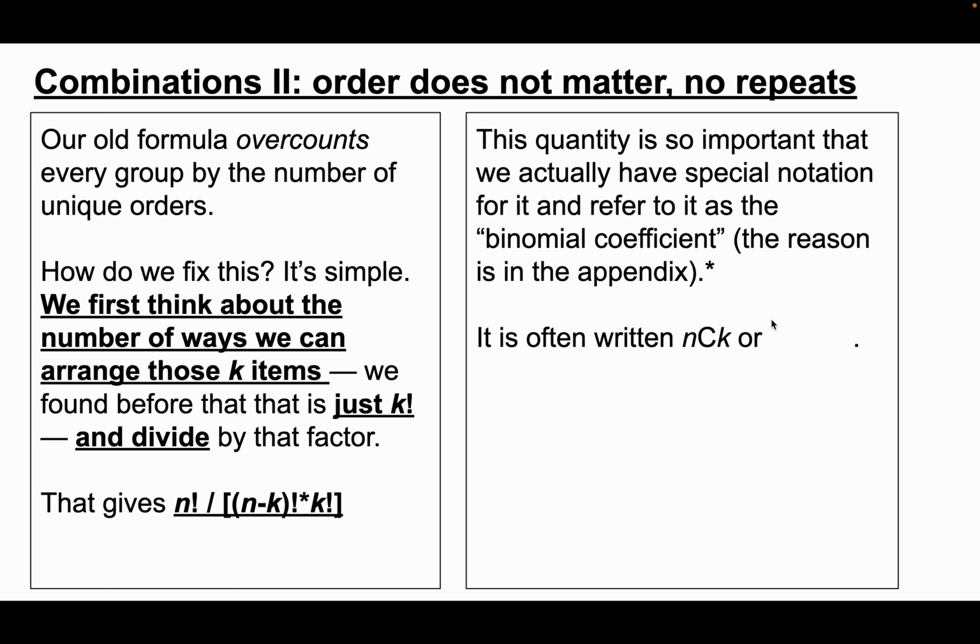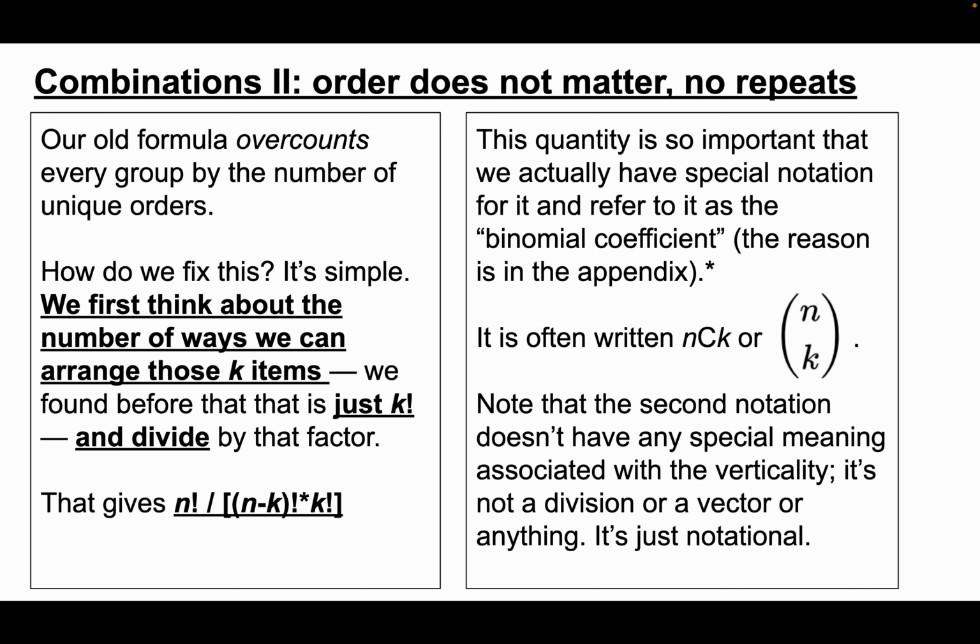So this is often written as n choose k, that's how we pronounce that, or like this. And the second notation here doesn't have any special meaning associated with this verticality. It's not a division or a vector, it's just notational. So this also means n choose k. And this tells us to basically plug n and k into this formula here. And what that gives us is the number of unique groups that we can form out of a set of size n, given that we want a subset of size k, or groups of size k.